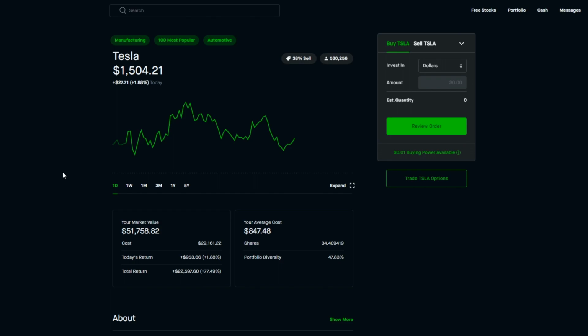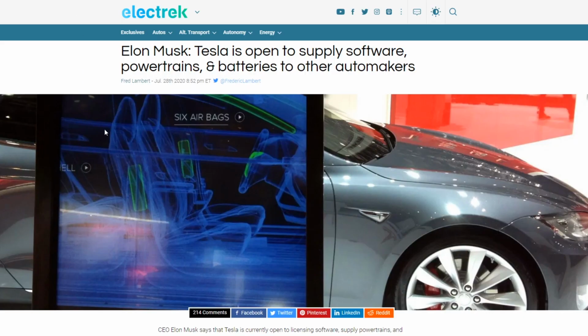They care about growing as a company, but they also care about the world as well and helping others transition more easily. Because as we know at this point, unless what Tesla is doing right now is just directly copied, or if things are licensed out to other companies for Tesla, it's going to be really difficult for many of these other automakers to actually compete with Tesla. So that's where this article comes into play right here. Let's go ahead and jump into this article by Electrek with the author named Fred Lambert. And this title states, Elon Musk: Tesla is open to supply software, powertrains, and batteries to other automakers.